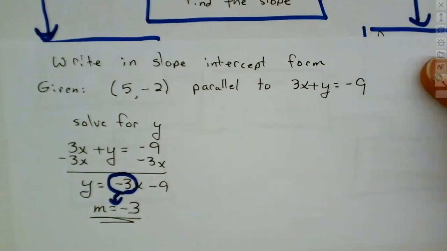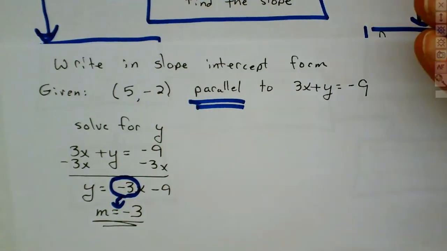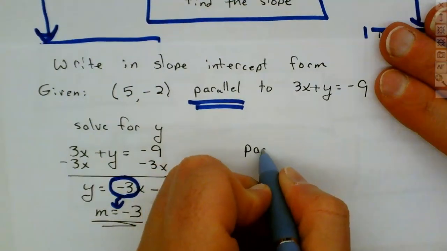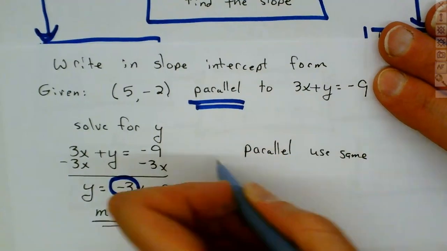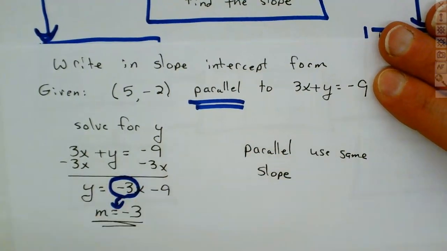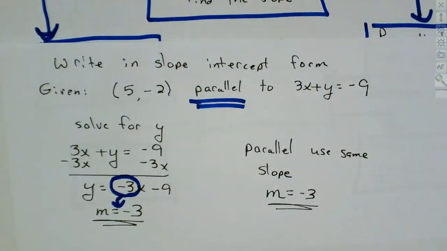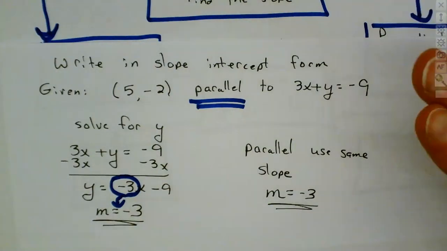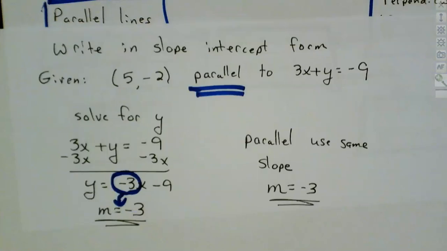Now make sure we follow the directions. This is parallel. So if it's parallel, we use the same slope. So we're going to use that same slope, which is a negative 3. So now we proceed to what? Okay, now we proceed to point slope. Okay, so that's where we're going next.